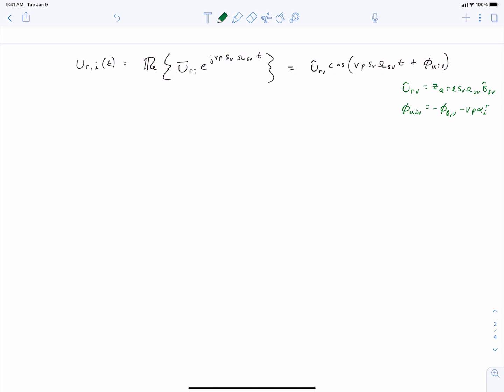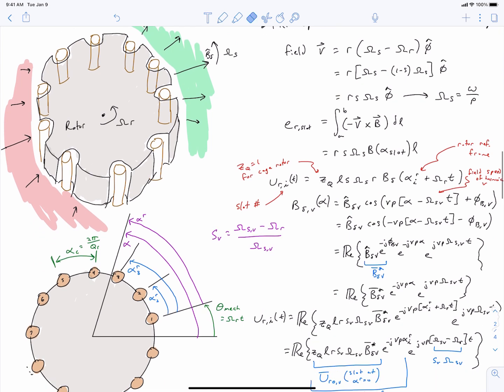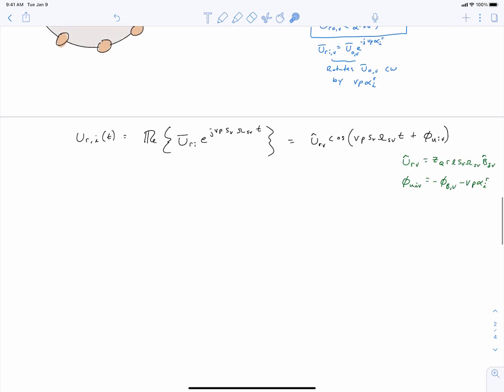So let's pause for a minute at this point and think about what this is saying. If we go back to our rotor diagram up here, it's telling us that when the peak of the magnetic field is passing this rotor slot and traveling this way, that is when our voltage is going to peak in this slot. And then a little while later, when the peak of the field passes that slot, that's when the voltage is going to peak in that slot. And that is why we see this negative vp alpha i there. That is the electrical angle of each of those slot locations.